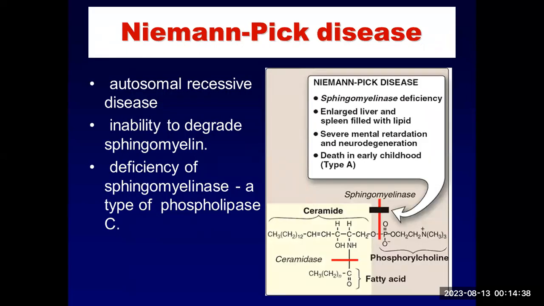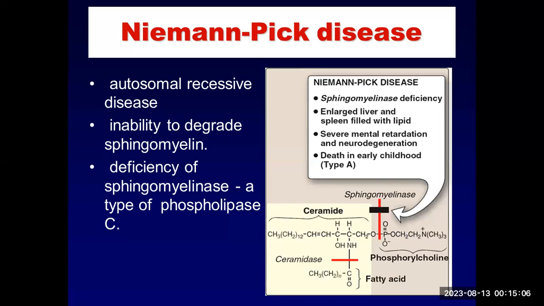Niemann-Pick disease. Niemann-Pick disease is due to the deficiency of the enzyme sphingomyelinase. Let's see what sphingomyelinase does. This is the structure of sphingomyelin. You see right here, this is a ceramide, fatty acid, and the sphingosine. Right here, phosphoric acid, and the choline is attached to this one.